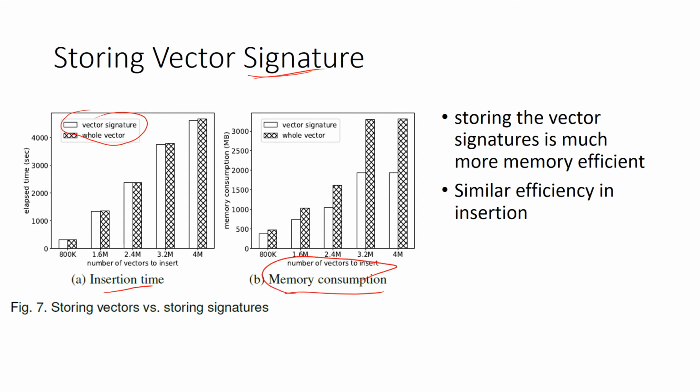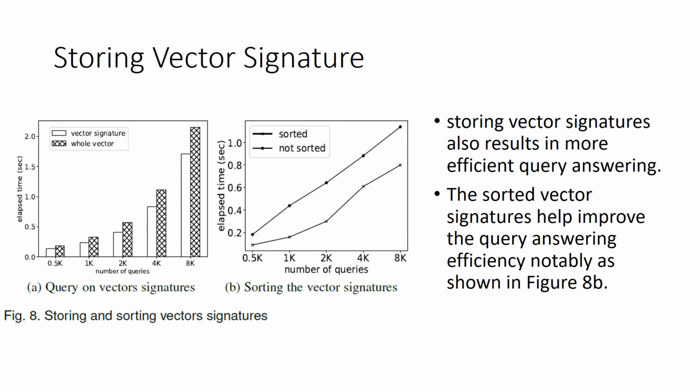But in terms of the memory consumption, vector signature-based approach is much more efficient compared to storing the whole vectors. This is because for the signature we don't need to store much information, but the whole vector is much more memory consuming. And in terms of query processing, when the vector signatures are stored, as we can see, the efficiency improves notably.